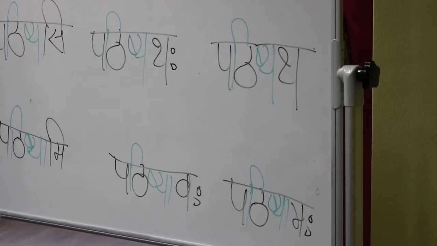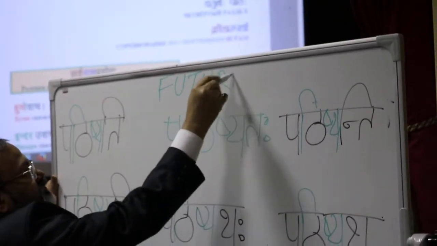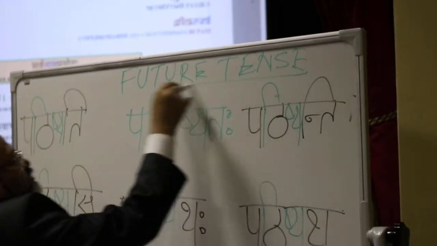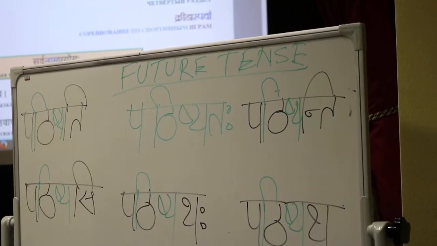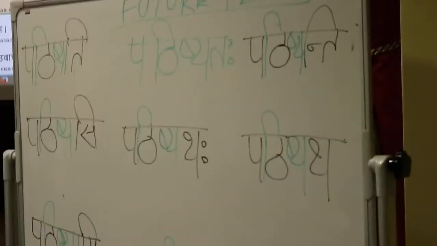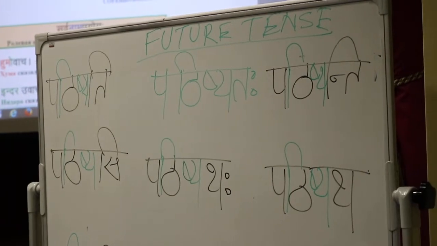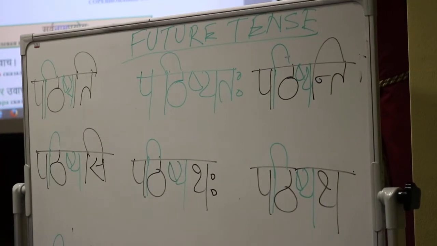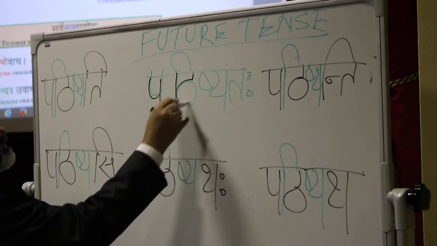So, this is what it is, the future tense. What do you say future tense in Ukrainian? Будущее время. Okay. So this is what it is. The black one is written in present tense, and the green one is written.